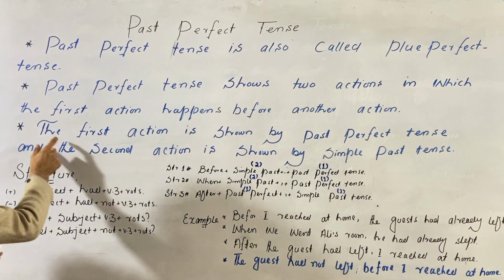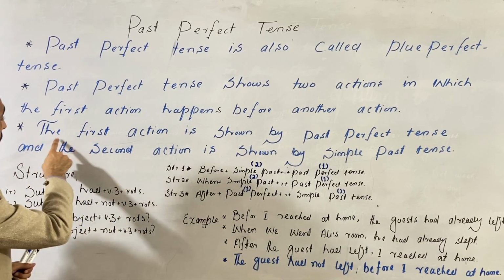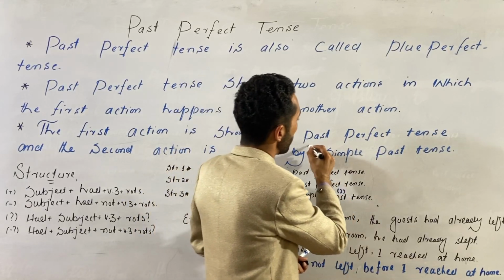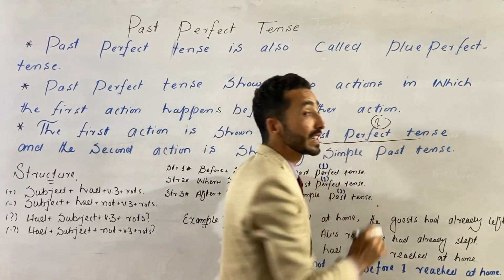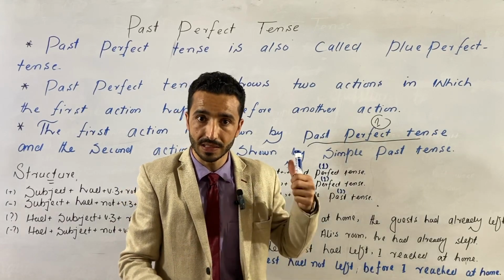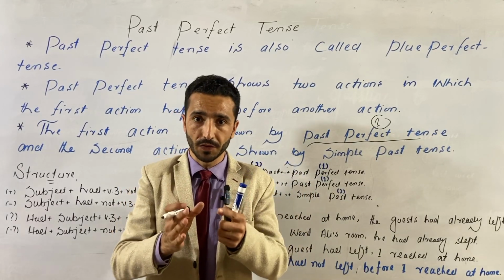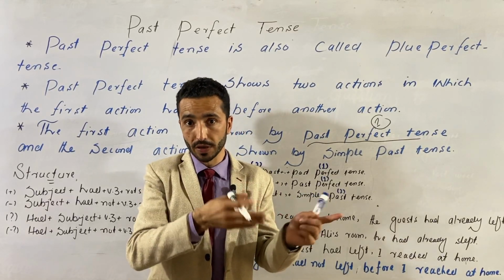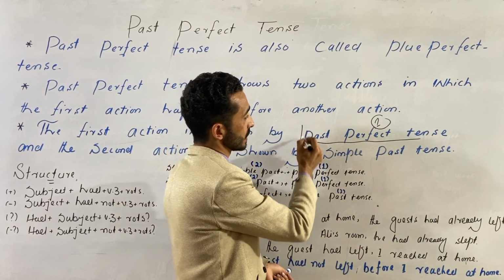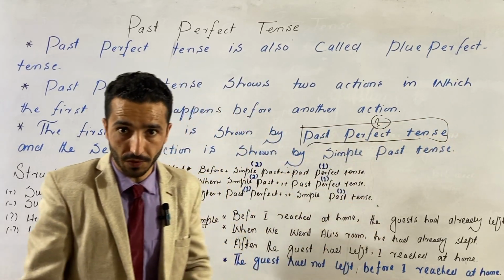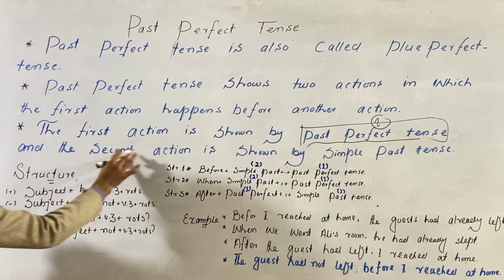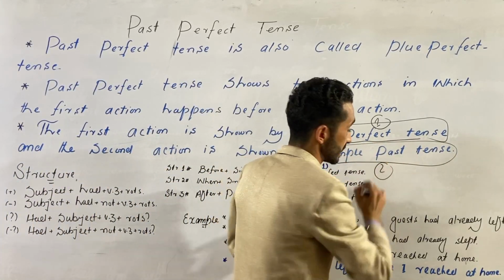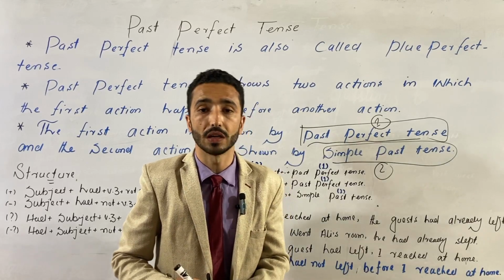Now look, come to the third point. The first action is shown by past perfect tense. As I said in the previous lines, past perfect tense shows two actions when the first action happens before another action. So the first action is shown by past perfect tense, and the second action is shown by simple past tense. Simple past tense shows the second action and past perfect tense shows the first action.